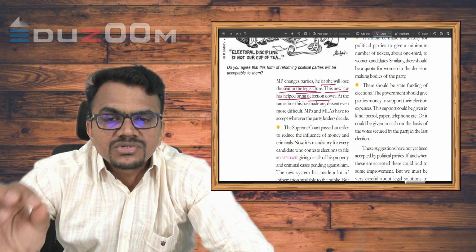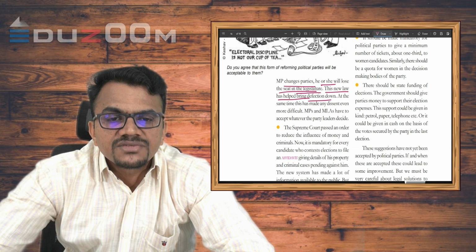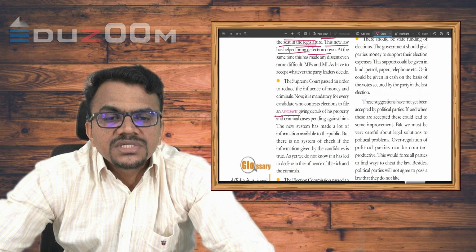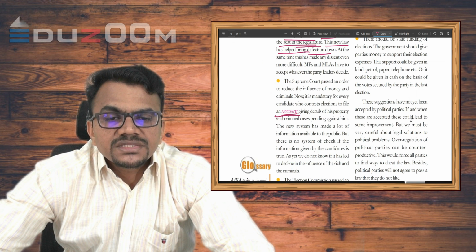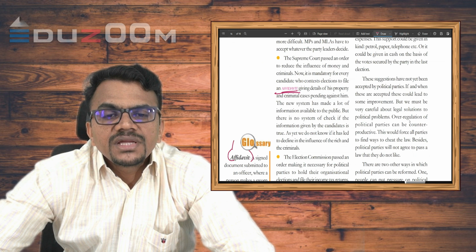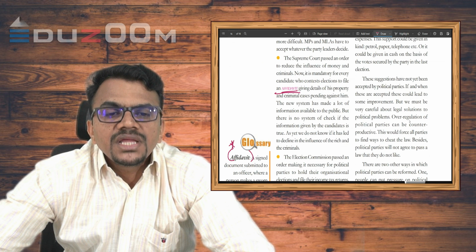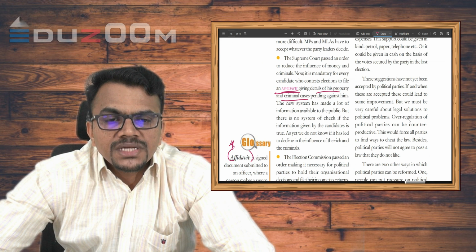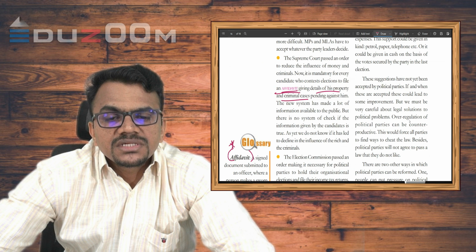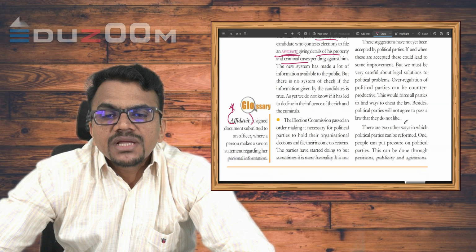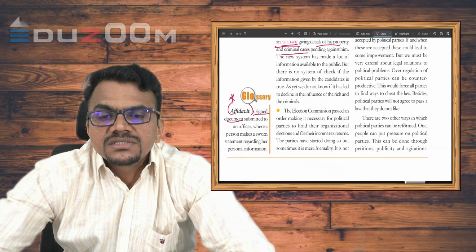Affidavit means, so you should highlight these key points. Affidavit is given by the candidates during the time of election, which includes their personal details, their assets, and their criminal background, if any. All that will be disclosed and included in the affidavit. It is a signed document given by candidates during the time of election. That is called an affidavit.